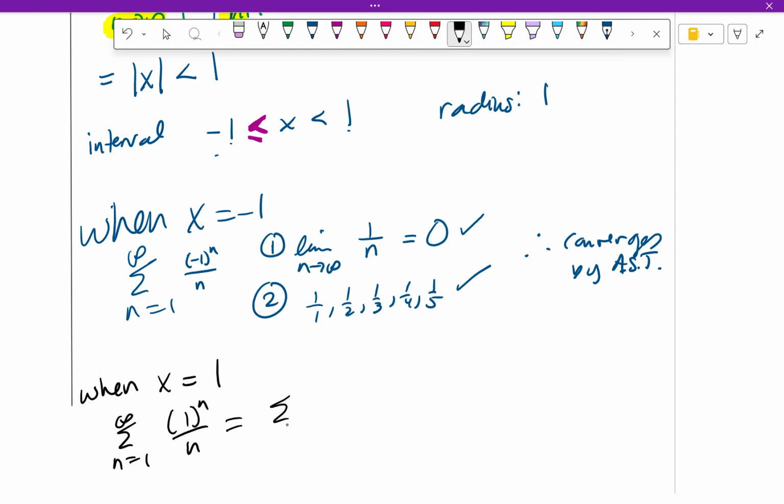What's 1 to any power? 1. Oh, it's harmonic. What do we know about harmonic? So we could just simply write diverges by harmonic, right? So do I get to add an equal sign to my interval? No, I'm just going to leave it as no equals, okay?